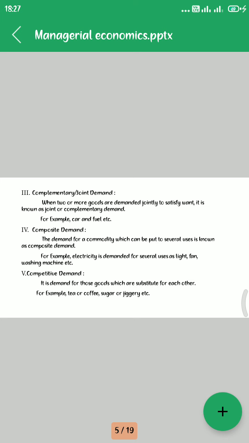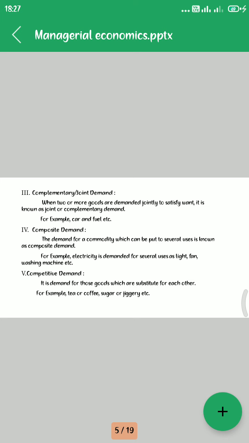Third, complementary or joint demand. When two or more goods are demanded jointly to satisfy wants, it is known as joint or complementary demand. For example, car and fuel, etc. Fourth, composite demand. The demand for a commodity which can be put to several uses is known as composite demand. For example, electricity demanded for use as light, fan, washing machine, etc.